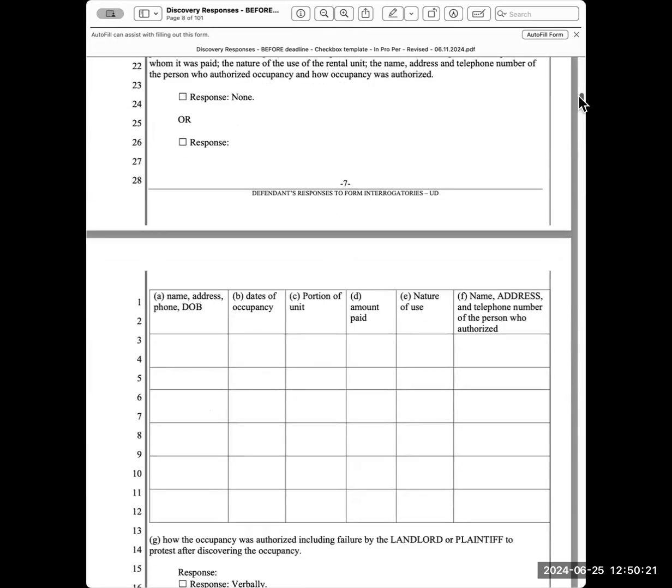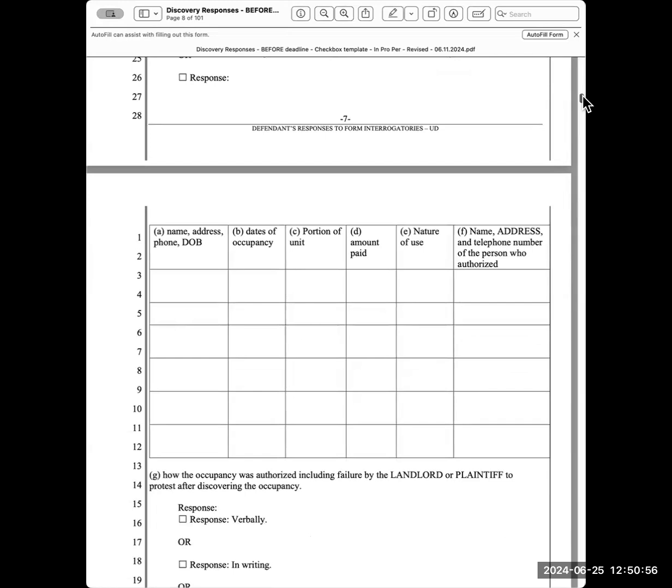And specifically, the chart is asking for the name, address, date of birth of those people that would be living in the unit that are not named, the dates of occupancy, when did they move in, did they move out, the portion of the unit, did they only occupy a bedroom, the amount they paid per month while they were living there, the nature of use, was it residential or something business related, the name, address, and telephone number of the person who authorized.